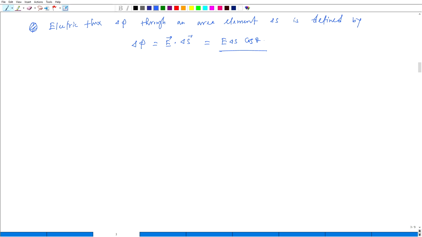If we consider the total flux over the whole surface, we have to add all the small elements considered in the surface. I will come to this point. So what is the unit of flux? Newton Coulomb inverse meter square. Since the unit of electric field E is Newton per Coulomb, and the unit of delta S is meter square.